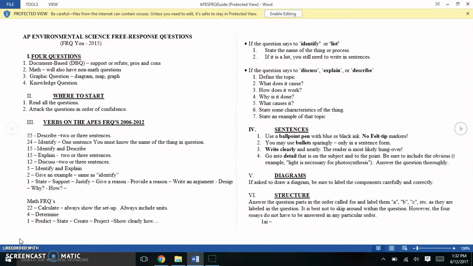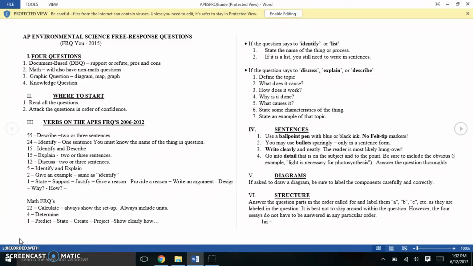Go into detail that is on the subject and to the point. Be sure to include the obvious. Example, light is necessary for photosynthesis. So go in detail in writing your sentences. But do not add the flowery examples as we saw on the other video.